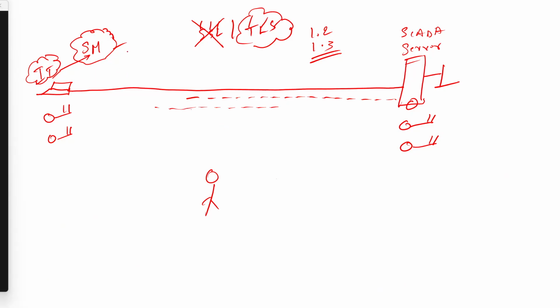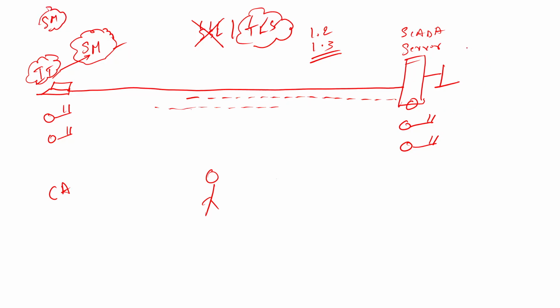Okay, here we have the concept called CA, that is the certificate. We will be issuing the certificate to all the smart devices in the field. And also the certificate will be installed in the server. What is this certificate? The certificate will have the complete information about the server.